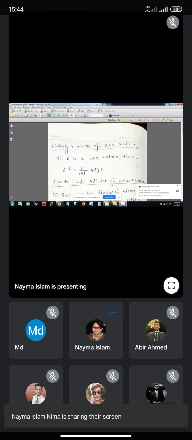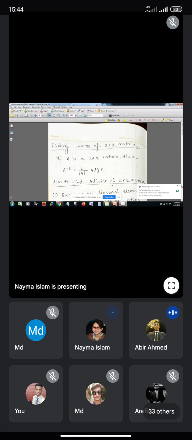Can you see the page? Finding the inverse of a 2 by 2 matrix.